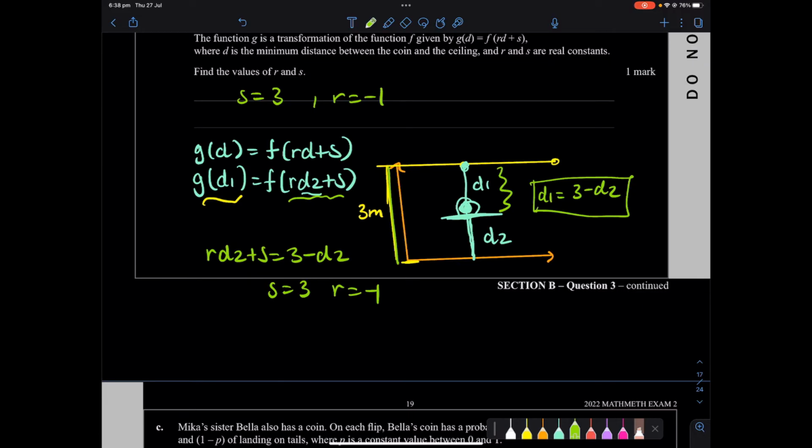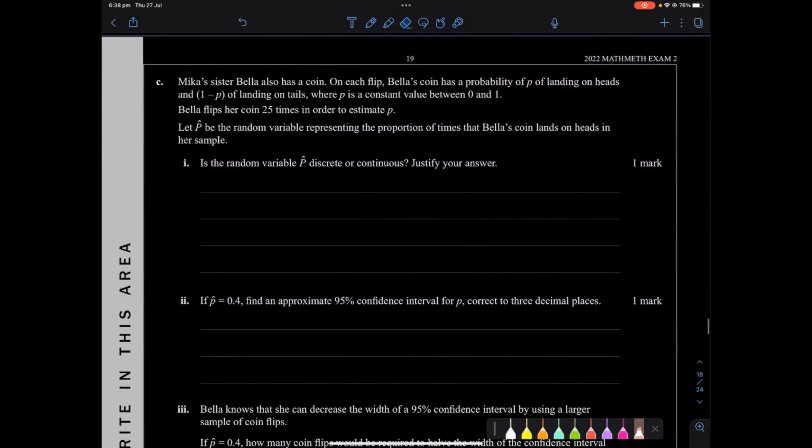Looks right. Hope it is. Looks right. Okay, I'm going to move on to the next question.